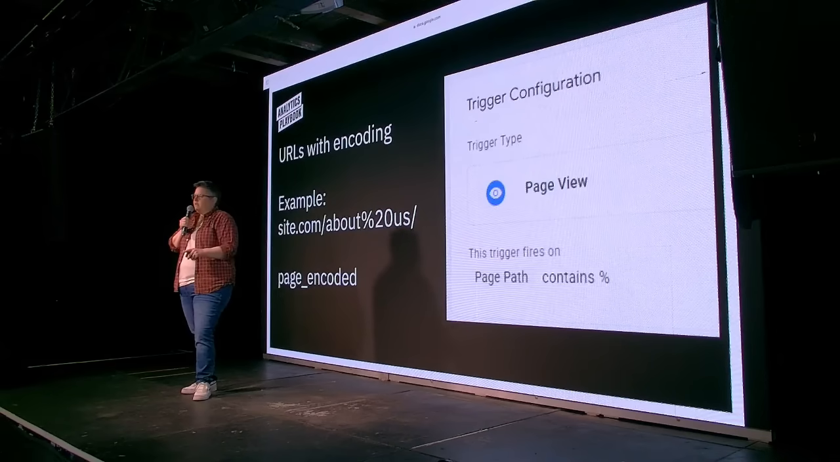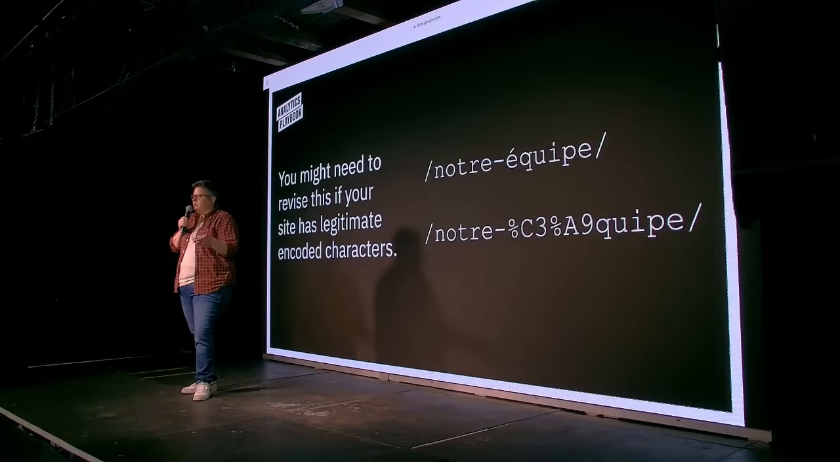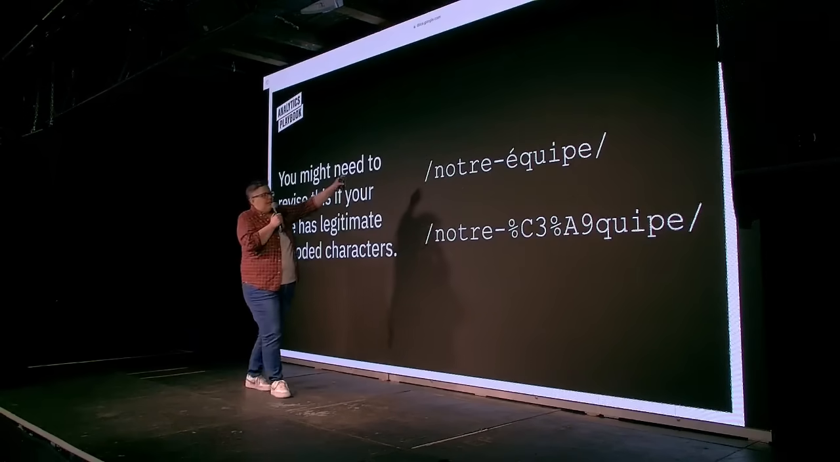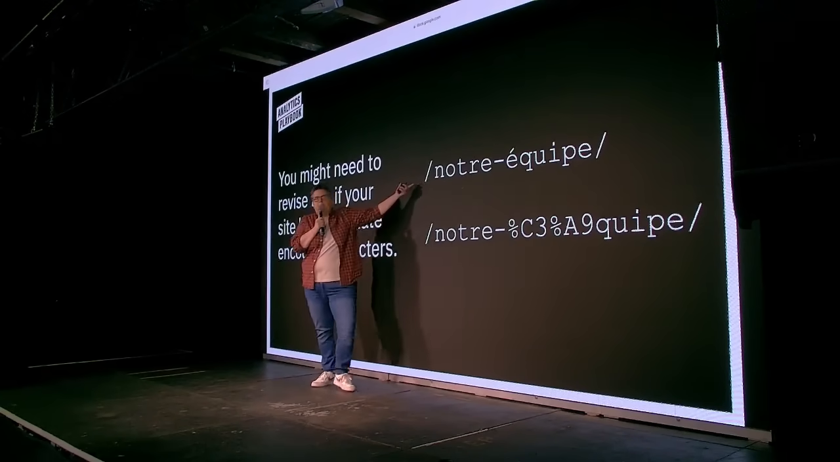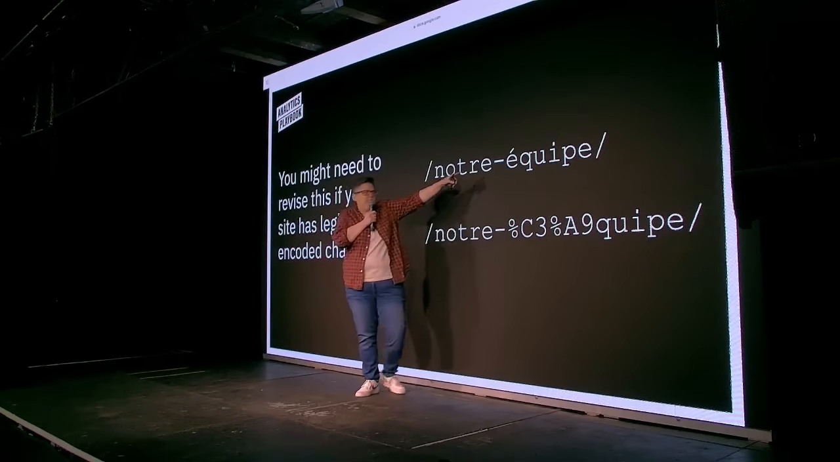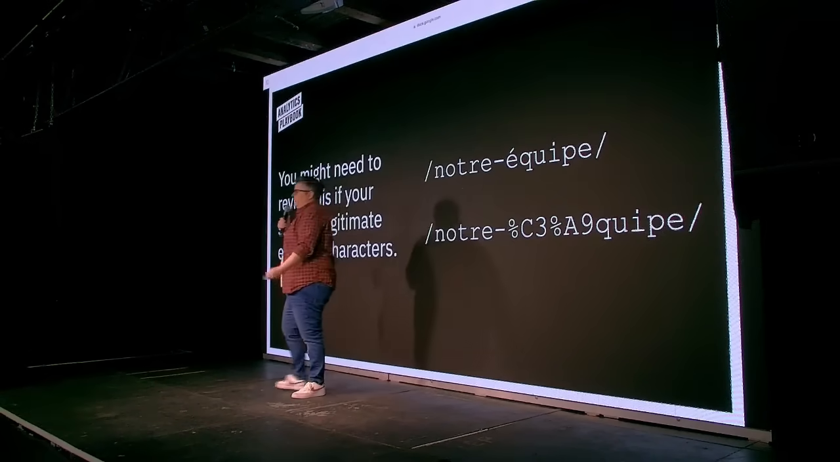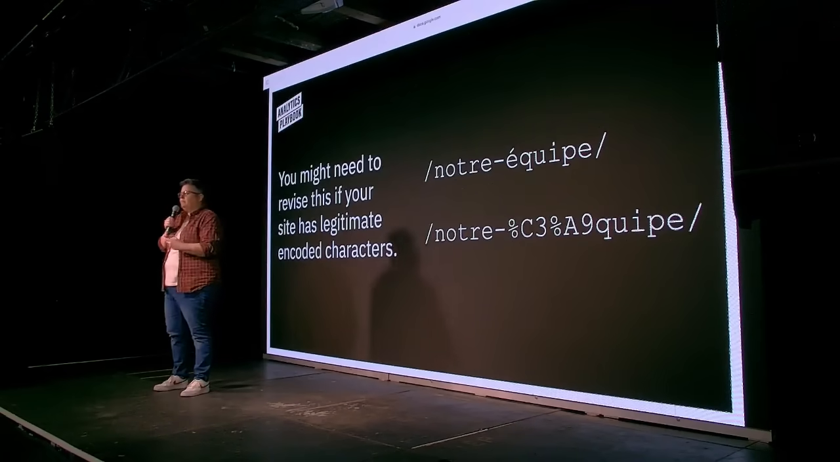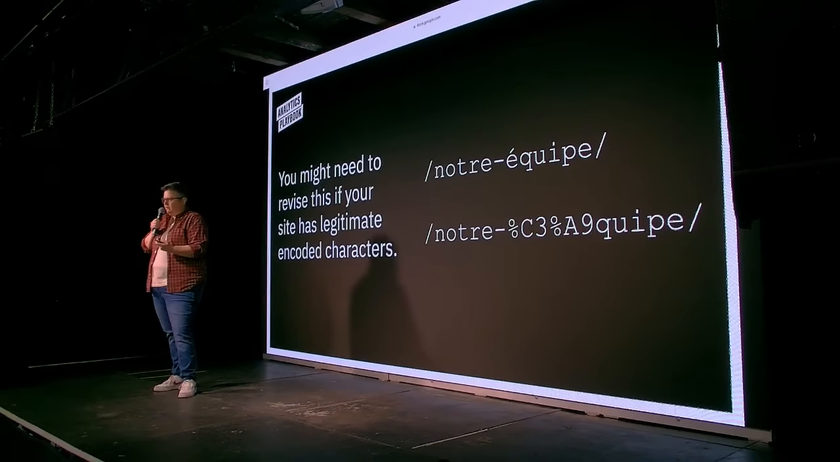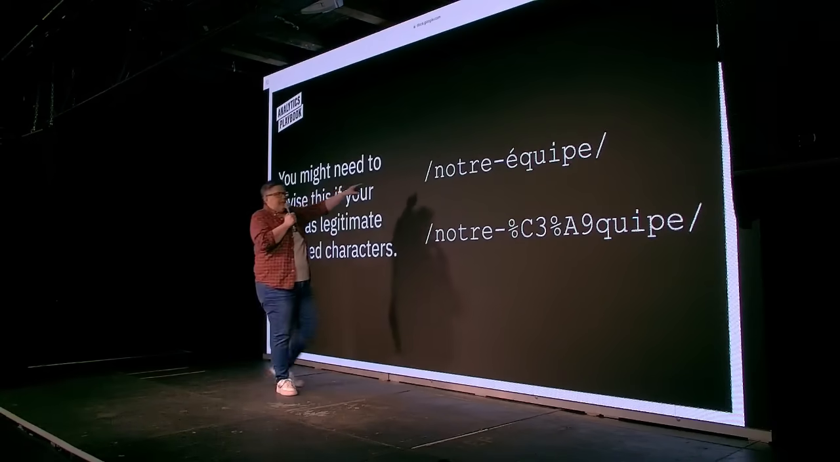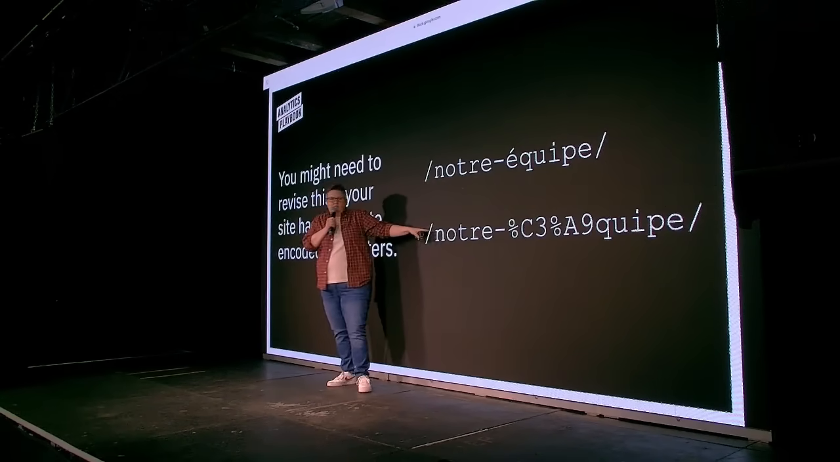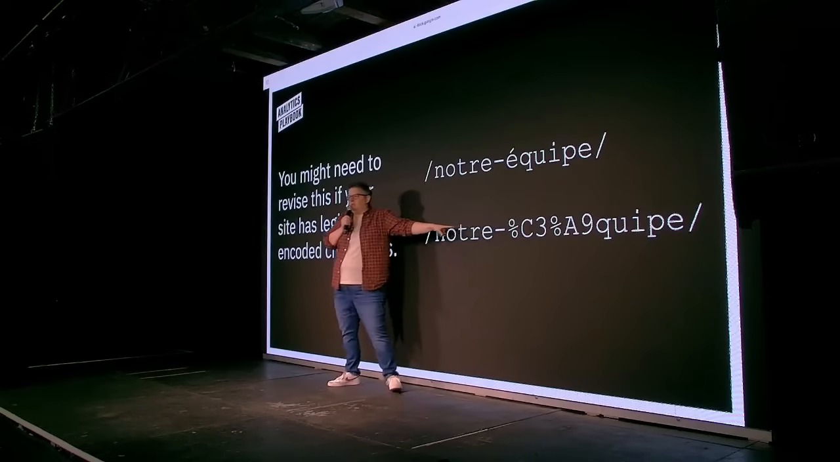Now, the downside of this is that if your site is translated into languages other than English, you're probably going to have an accent of some kind. For example, accent aigu, and this is our team en français. Because of that, it takes the accent aigu and turns it into this C3, blah, blah, blah. So if you have that, what I would recommend is making a list of the accepted entity values, because it'll look like this in the address bar, but when you look at it behind the scenes, it will look like this, and this is what will get recorded in GA4.